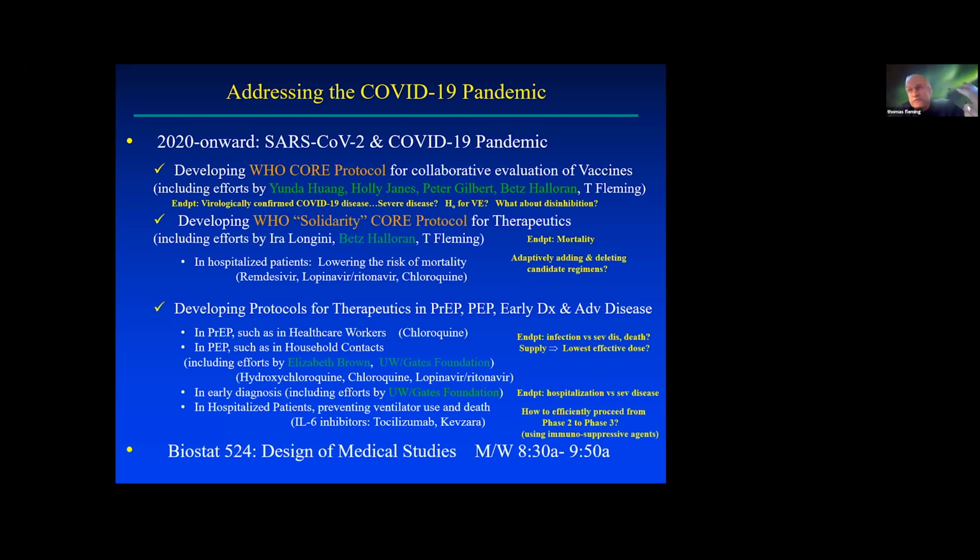A major problem we're going to have is if you have an effect, you're going to want to be able to apply that intervention, whether it's a vaccine or a therapeutic, to millions of people, which is a supply issue, which means you better know the lowest effective dose just to help supply. And what is the endpoint in early diagnosis? It seems to be a hospitalization, but again, what we really care about is preventing people progressing to needing ventilators and having an effect on mortality.